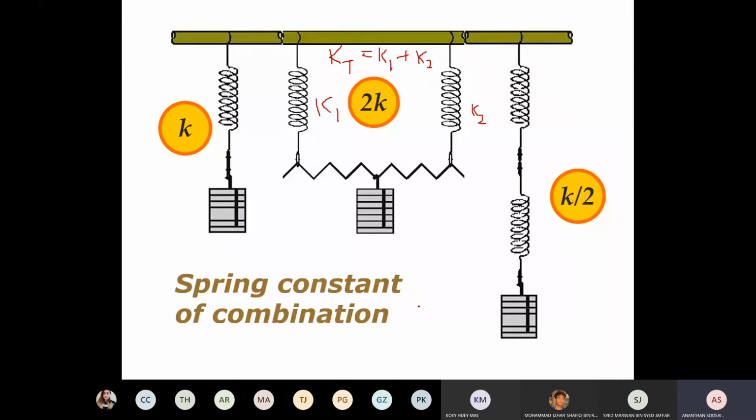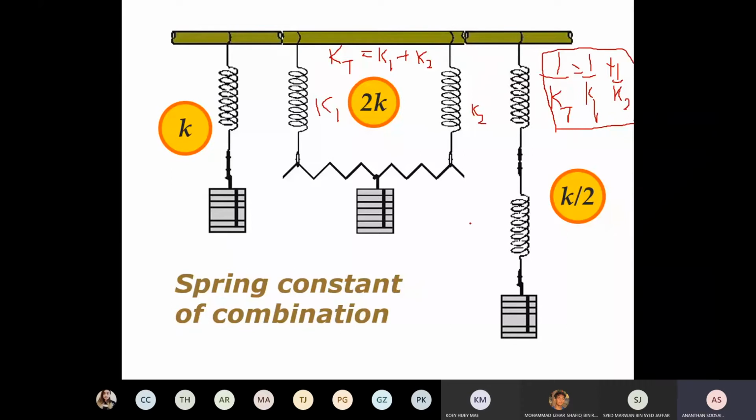Will be K over 2. Okay, this one will be K over 2. So what will the formula for K for this series spring be? 1 over K total equals 1 over K1 plus 1 over K2. Yeah, this is the formula to find K for springs in series.